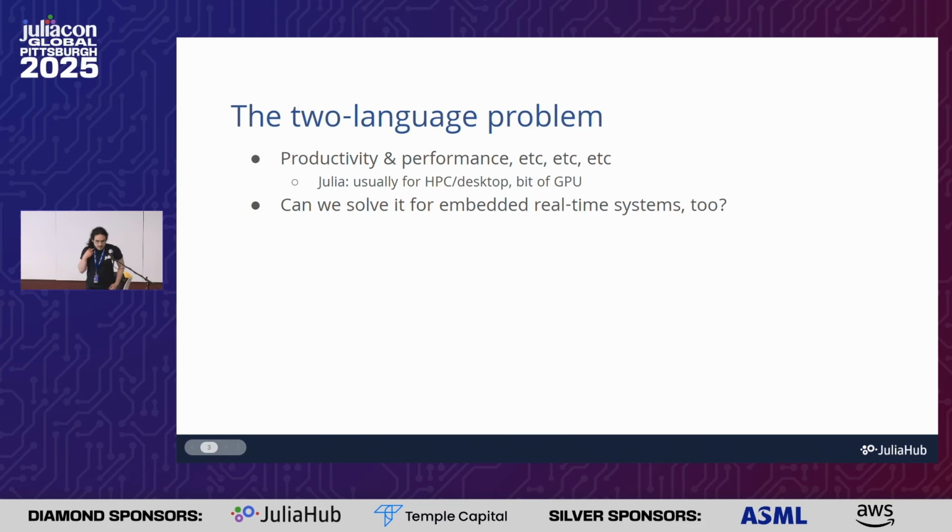Okay. So I think that at this point we're all quite familiar with Julia's arguments about solving the two-language problem. The idea is that Julia can give you high productivity and high performance in the same language, et cetera, et cetera, the old story.